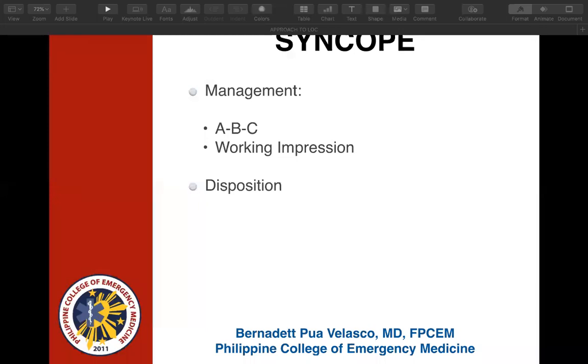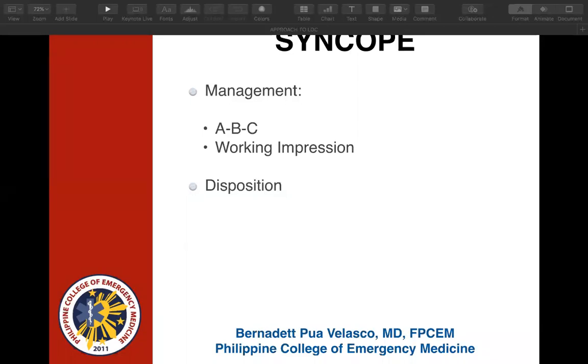So for the management of syncope, again, it's airway, breathing, circulation, and depending on your working impression is how you will manage the patient. If you think it's of cardiac origin, or if it's an acute myocardial infarction, then you manage the patient as acute myocardial infarction. If it's a cardiac dysrhythmia, then you need to control the dysrhythmia.